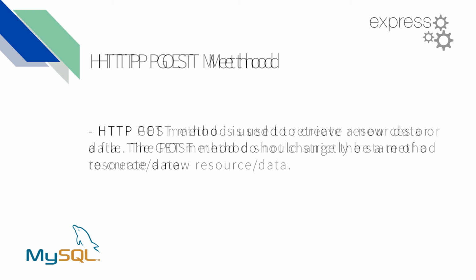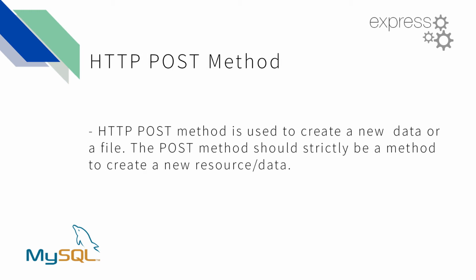Then next is the HTTP POST method. The HTTP POST method is used to create new data or a file. The POST method should strictly be a method to create a new resource or data. These are only used to create new data inside your data collection or database. We have an HTTP method for updating as well. You should never use POST for updating data inside your data collection.